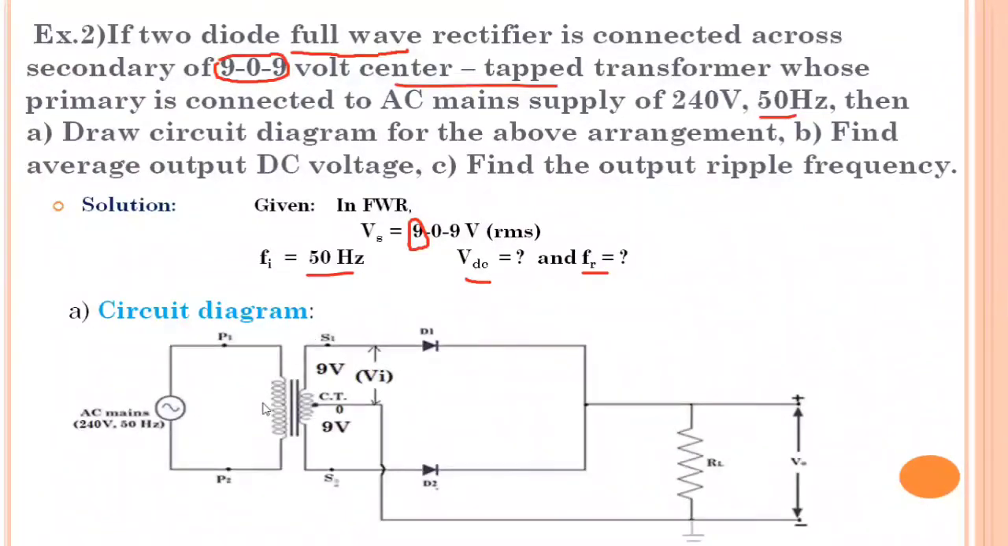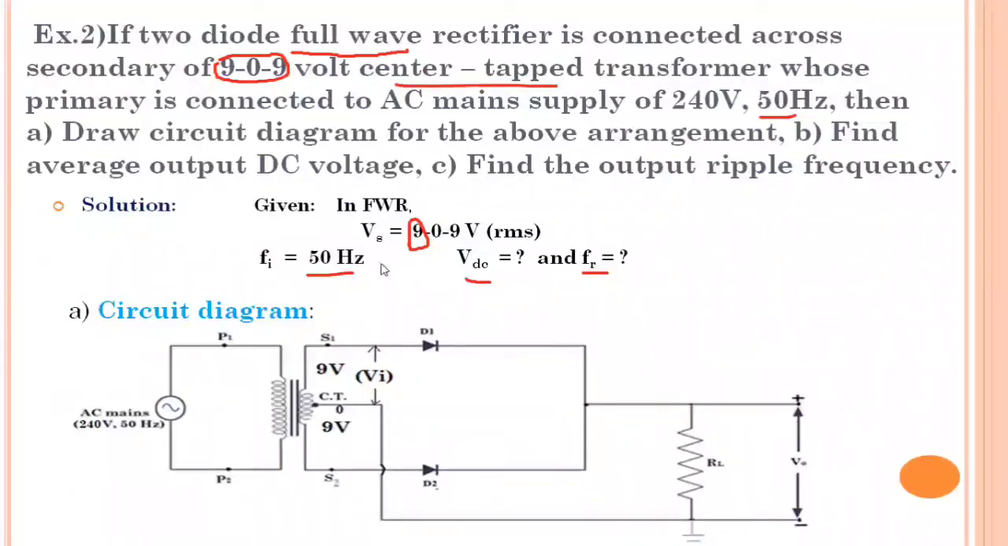As I said, the primary has a large number of turns of winding and the secondary has fewer turns, indicating a step down. The primary is connected to AC mains of 240 volt at a frequency of 50 hertz. The secondary voltage is 9-0-9, so between S1 and CT there is 9 volt, as well as between S2 and CT. Then two diodes, and finally we get the rectified DC output as in the diagram.